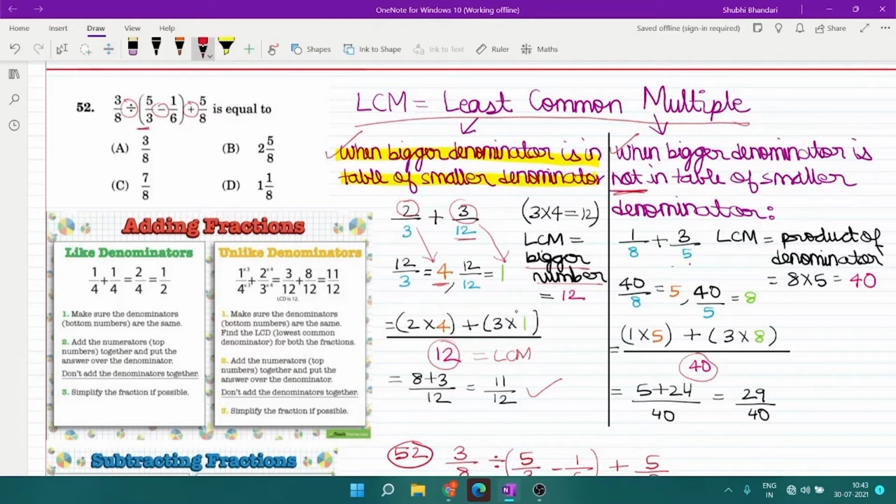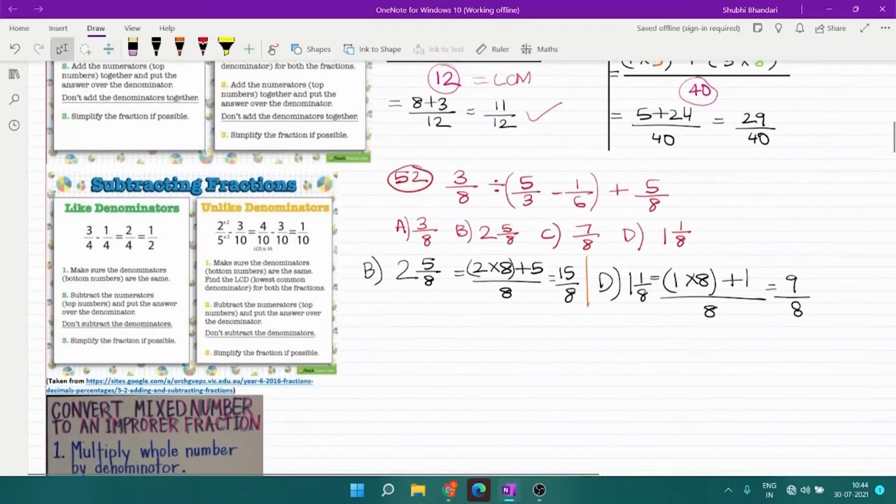So 40 by 8 is 5, 40 by 5 is 8. And now we multiply each of the numerators by these values, same as how we did in the first method. So 1 into 5 plus 3 into 8 divided by 40, which is 5 plus 24 by 40, which is 29 by 40. Now let's move on to our question.